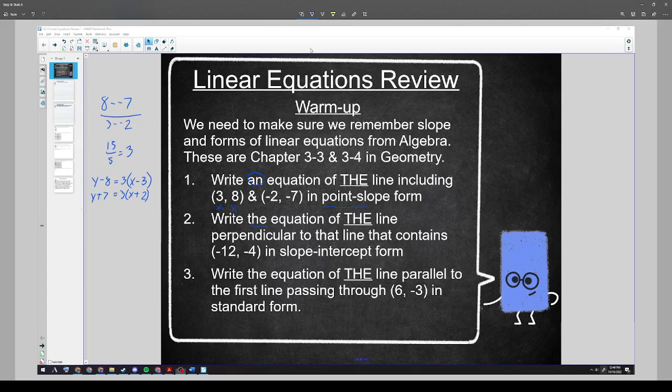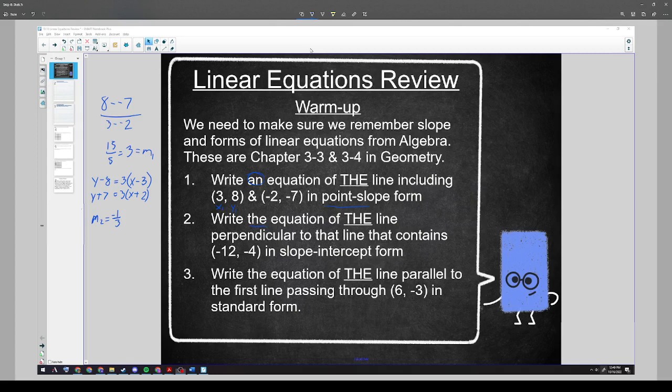So if we write the equation of the line perpendicular to that line, our slope here was 3, so the thing we need to be aware of is that our new slope, m2, is going to be the opposite reciprocal of this slope. So our new slope is -1/3. And we want to pass through the point (-12, -4). And since we're writing this in slope-intercept form, we can start off either with point-slope like we did here and rearrange it, or we can solve for our missing y-intercept by substitution.